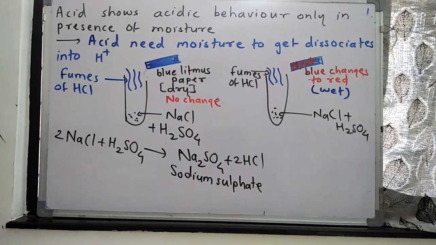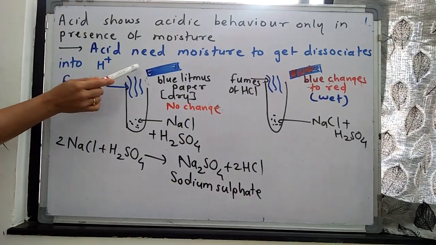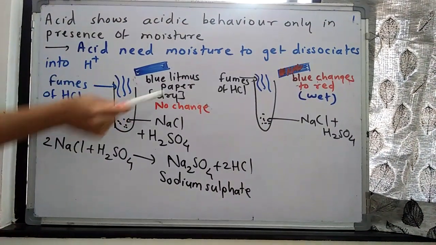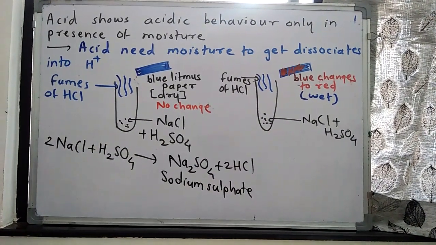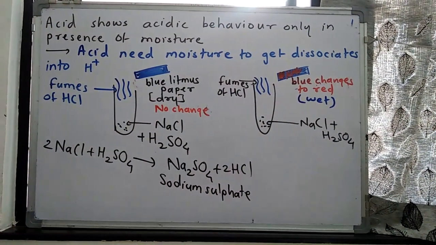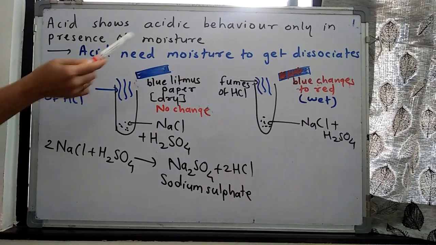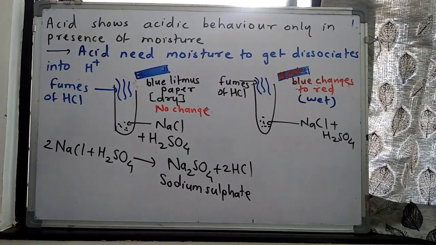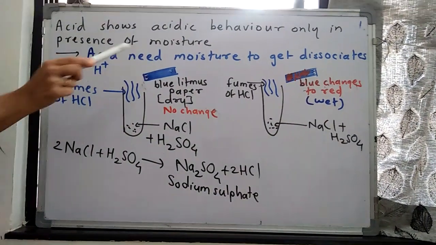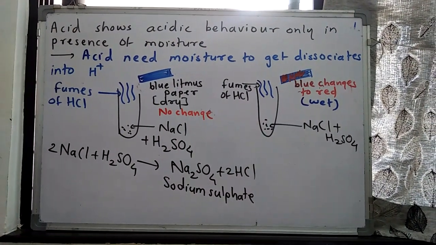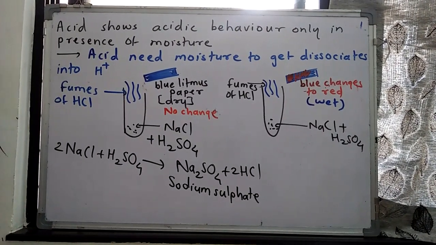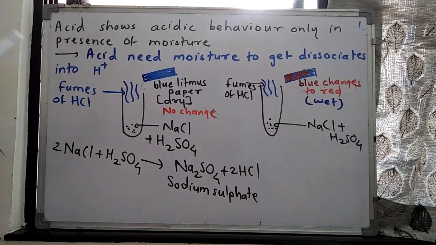Now we will repeat the same experiment. Instead of this dry blue litmus paper, we will take wet blue litmus paper. So again here in the second test tube we have NaCl and H2SO4 as reactants. They react with each other and produce fumes of HCl. Now this HCl will pass on to the blue litmus paper, and that blue litmus paper is not dry now, it is wet. Now what will happen? This HCl reacts with the wet blue litmus paper, and in presence of moisture it will produce H+ ion, and due to that H+ ion, blue litmus paper changes to red.